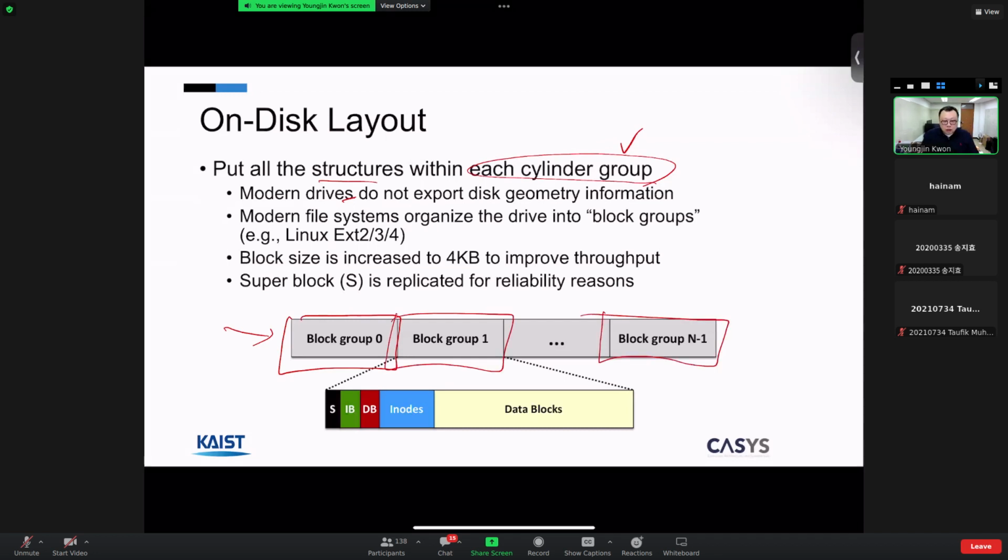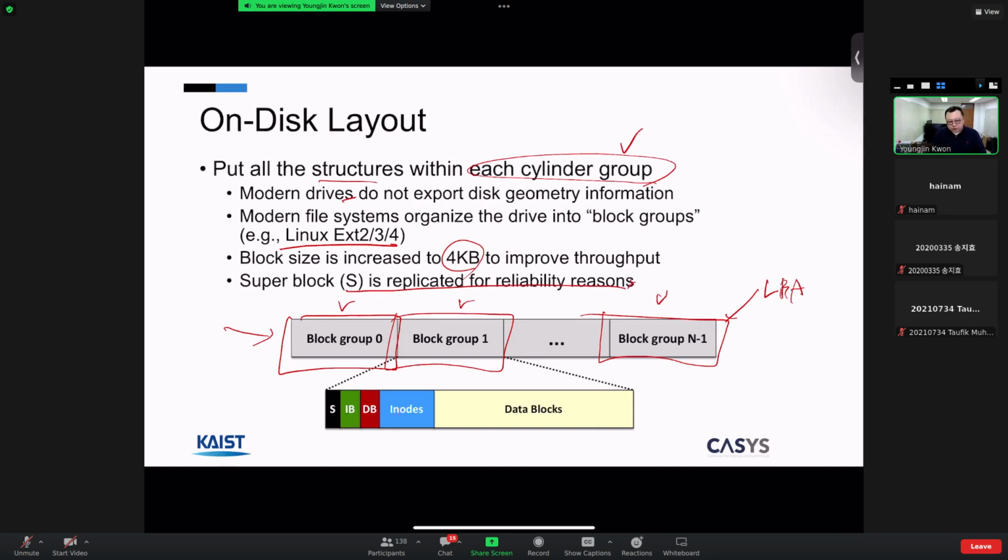Surprisingly, modern file systems like Linux's are also affected by this FFS design. They manage different block groups: block group, block group, block group. This is LBA. LBA is the logical address space where the file's logical blocks are contiguously allocated. And block size is increased to 4 kilobytes, as I said, large blocks. Superblocks are replicated for reliability reasons, but let's not consider that.